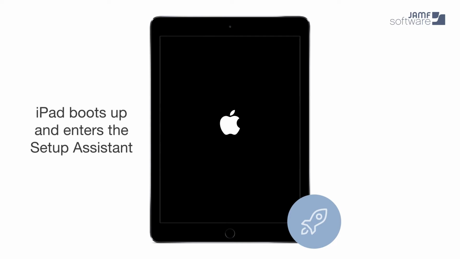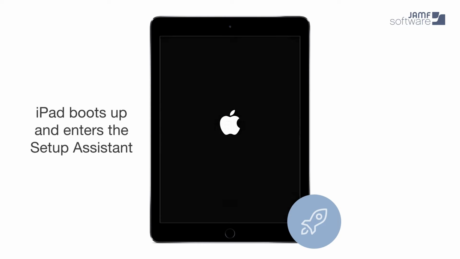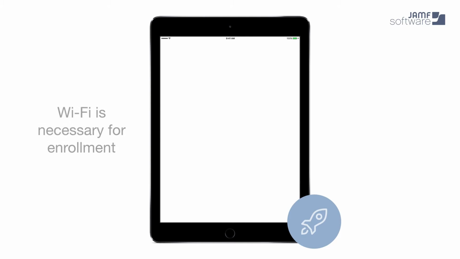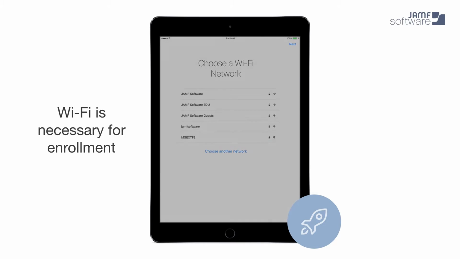So here's our iPad booting up for the very first time, and it's entering the Setup Assistant, the familiar choose your language and choose your region. Now it needs to connect to Wi-Fi for this to work. And that's why we recommend having some sort of guest network just for enrollment. Then you can push down a profile that has it join the more secure Wi-Fi network later on. Or you could use cellular devices too to skip that altogether.